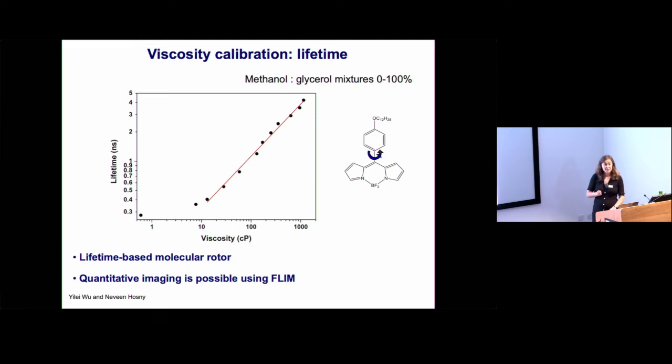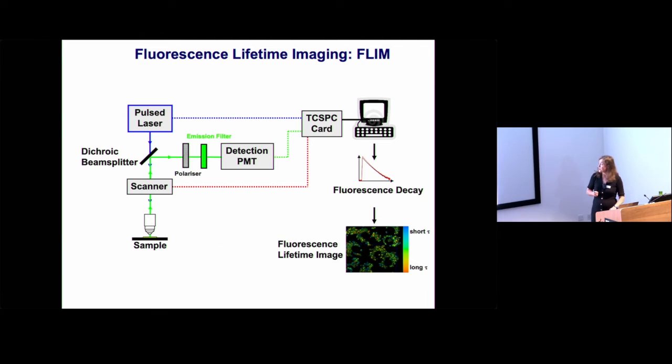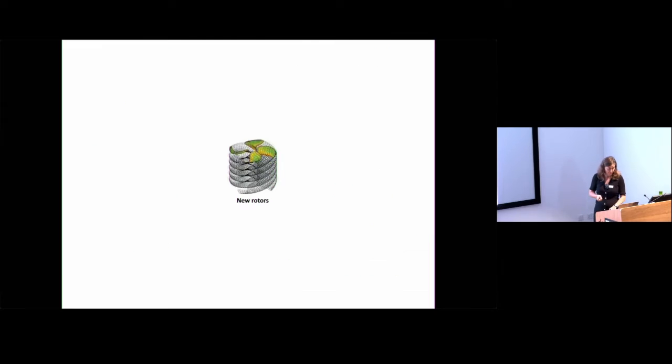Okay, so we can quantitatively measure viscosity using the technique called FLIM, where we measure fluorescence lifetime decay in every single point of our image. And then we fit those decays and plot the lifetimes. And in case of molecular rotors, lifetime means viscosity.